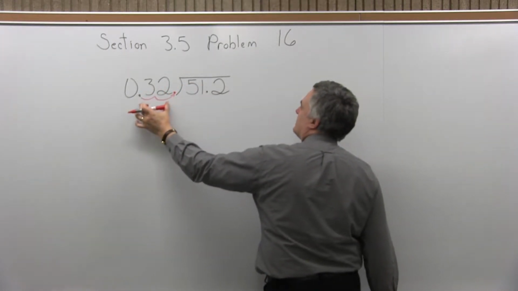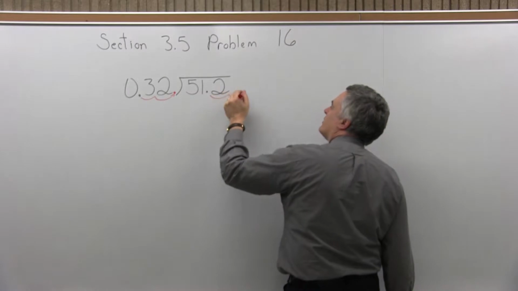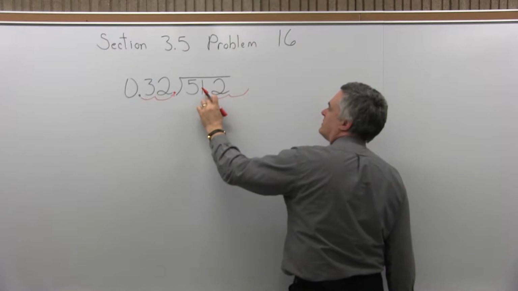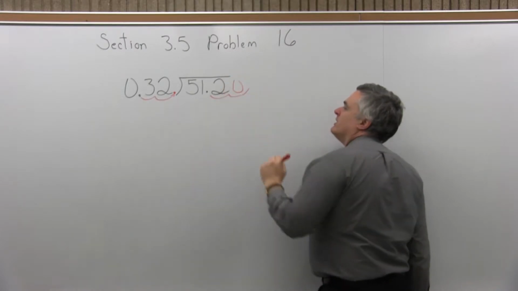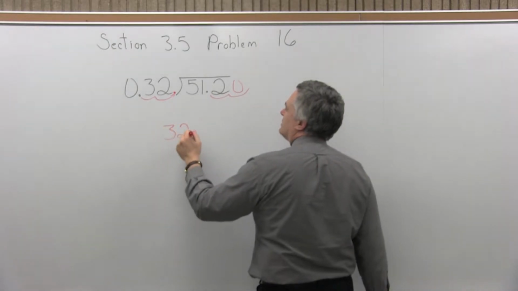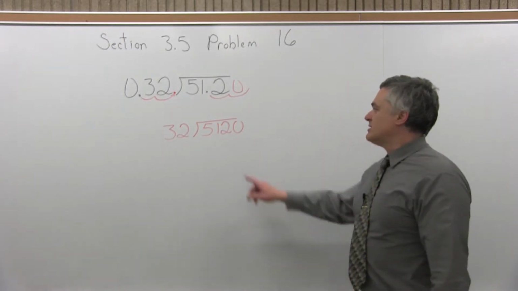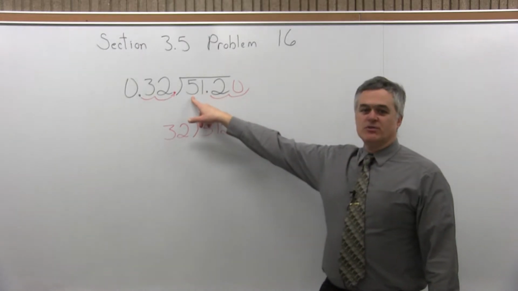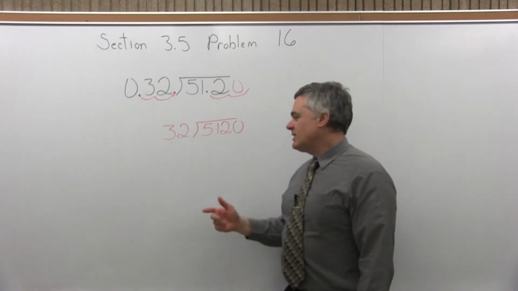Now the rule is, as many decimal places as you have to move that decimal for the number in front of the division symbol, you have to move it the same number for the number underneath the division symbol. It starts between the 1 and the 2 for 51.2. If you bring it 1 spot, it goes to the right of the 2. You have to bring it 1 more spot, which will fill in with a 0. So now the problem essentially becomes 32 divided into 5,120. The answer for this division will be the same answer for the original division, 0.32 divided into 51.2.